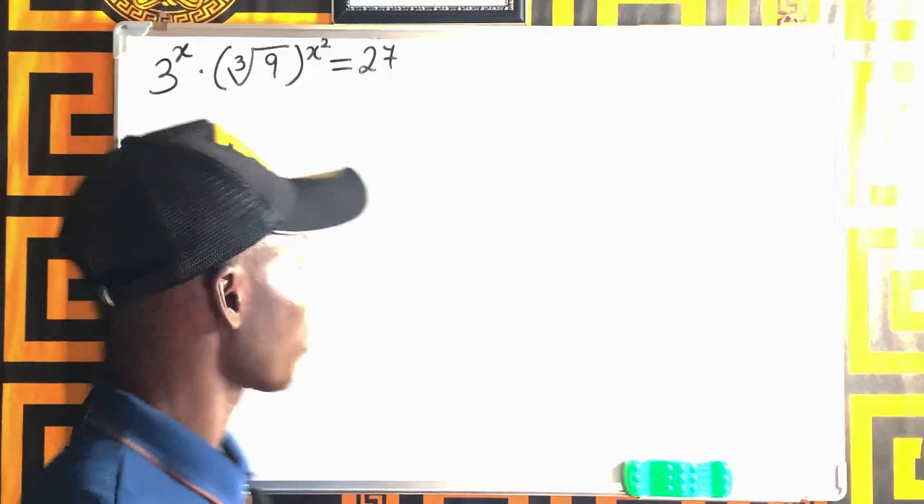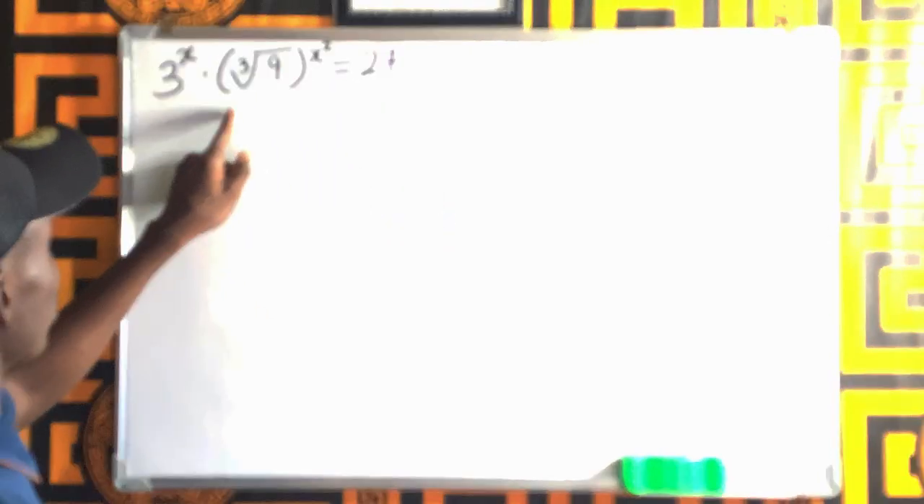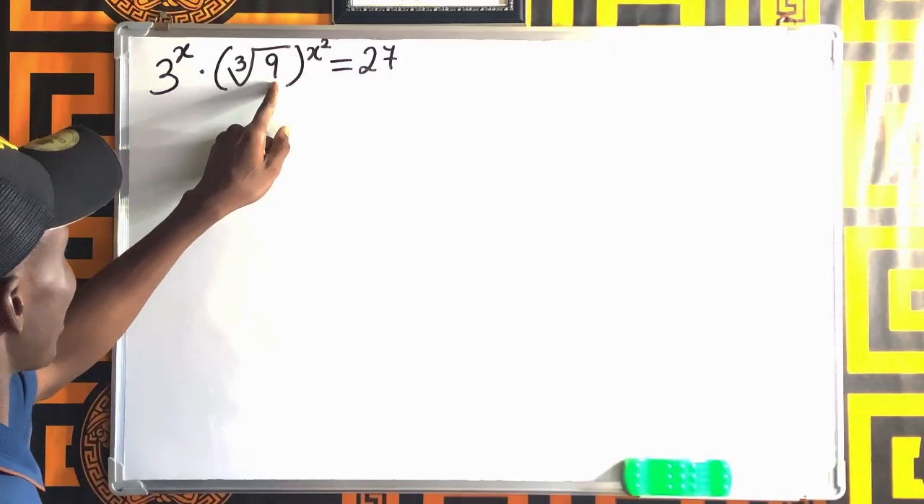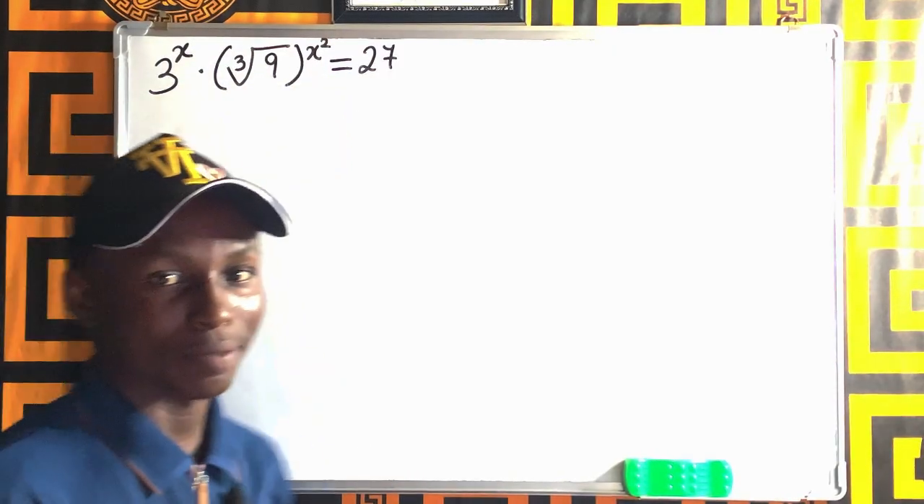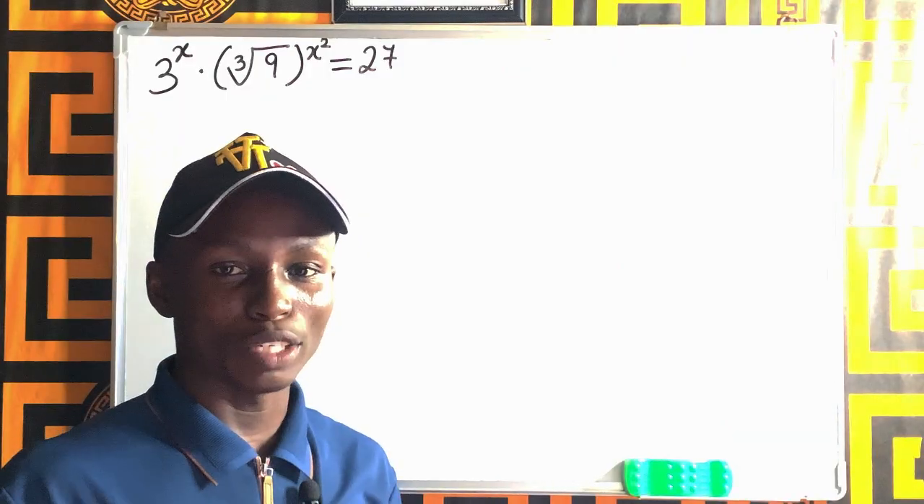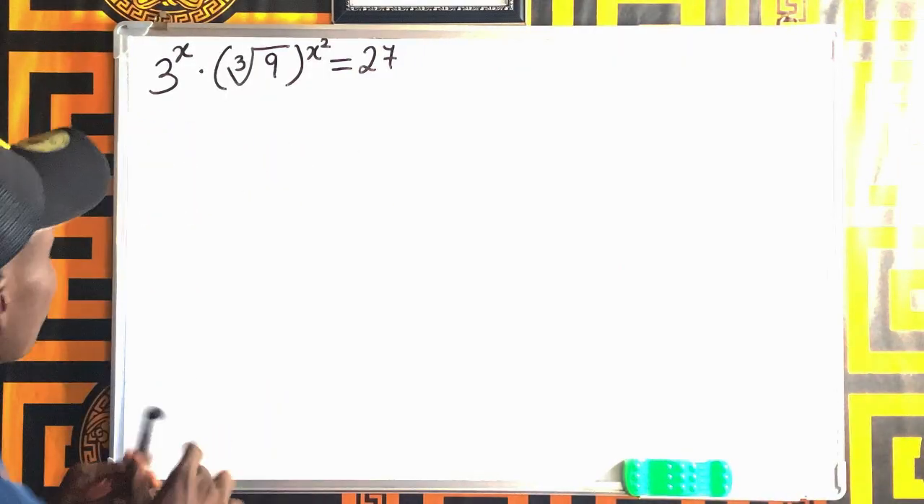Look at what you are given. We are given that 3 raised to x multiplied by the cube root of 9, all raised to the power of x squared, is equal to 27. And we are expected to find the value of x. Now, it's very simple.